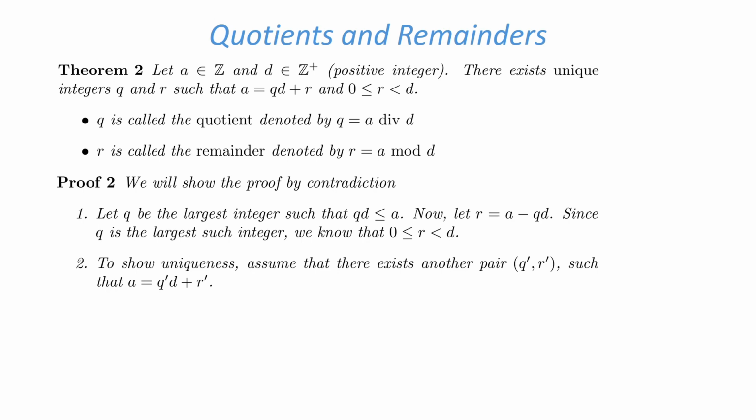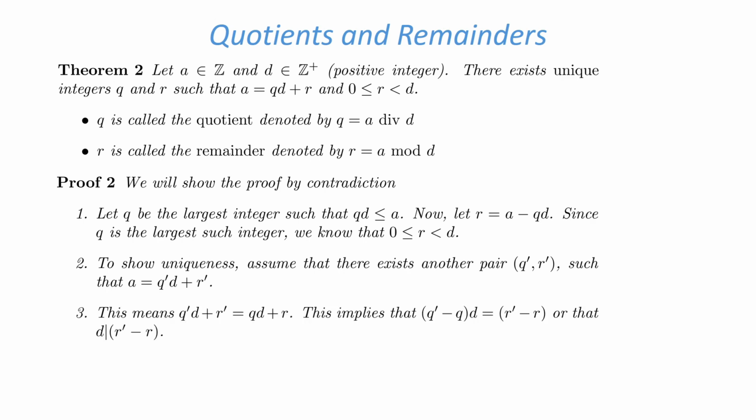So in order to show uniqueness, we will show the proof by contradiction. What does that mean? We will assume that there exists another pair q prime, r prime such that a is equal to q prime d plus r prime. What happens in this case? In this case, this means that q prime d plus r prime is equal to qd plus r as well, because we just said a was equal to qd plus r. This implies that q prime minus q times d is equal to r prime minus r, or that d divides r prime minus r.